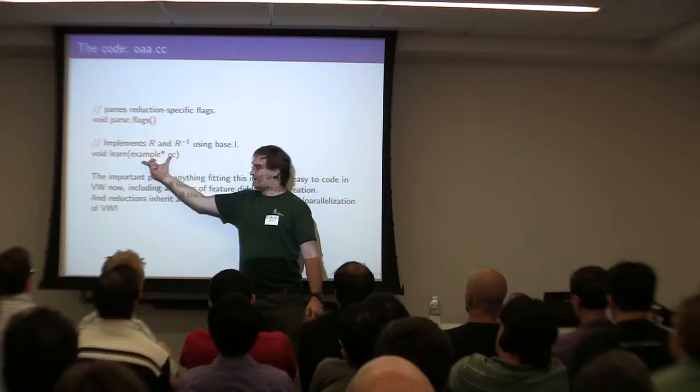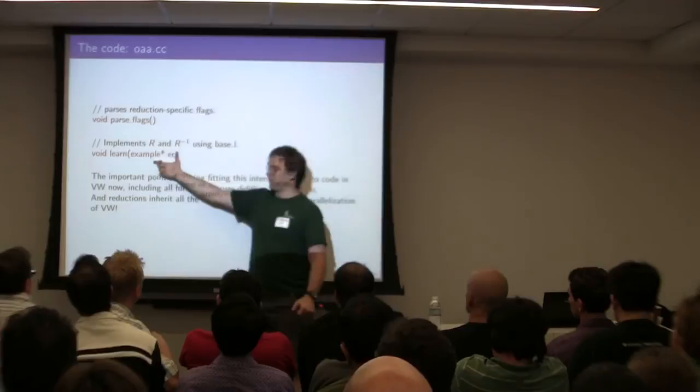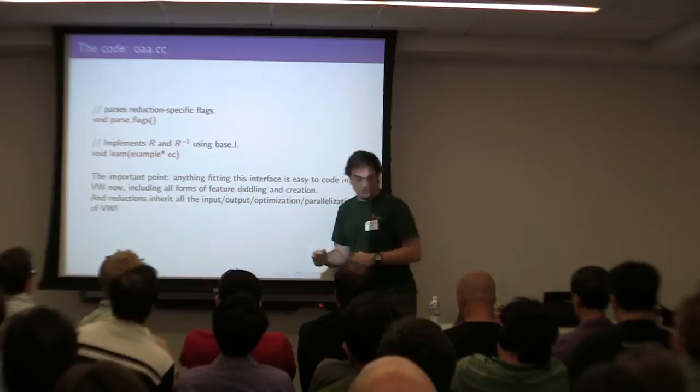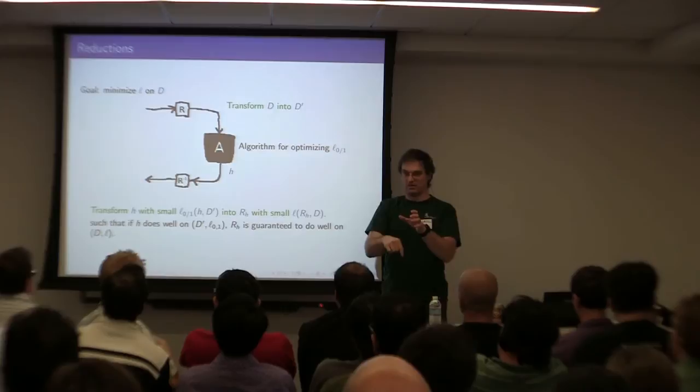Okay, so now when you're writing the code, this is pretty natural, because what happens is you wait until you get an example. So when the function is invoked, it has an example. And now you essentially want to implement the R, which takes the example that you get and transforms it into perhaps a sequence of simpler examples.